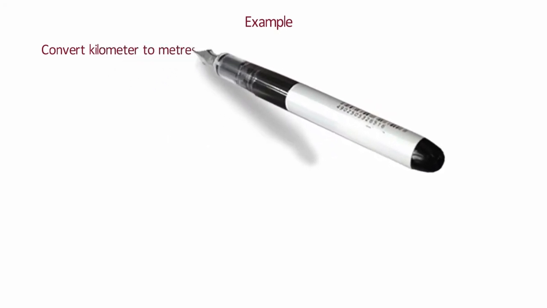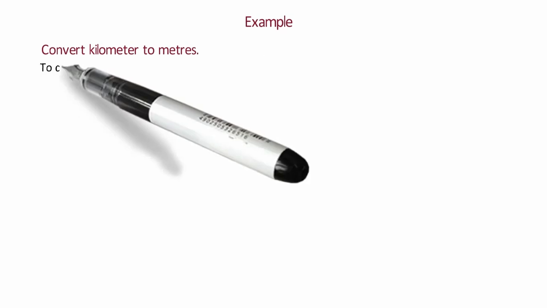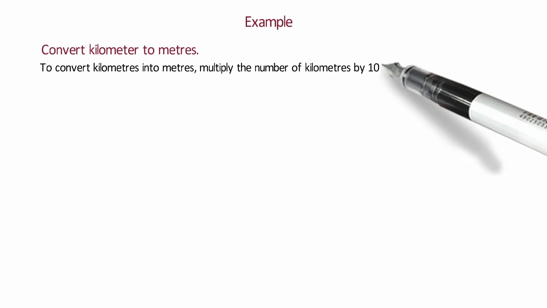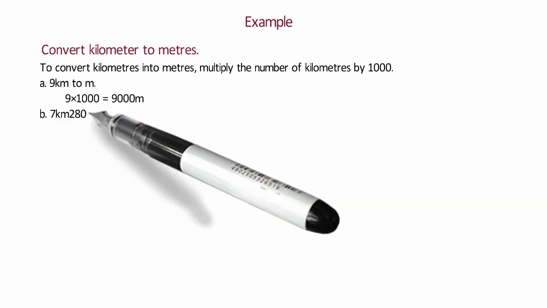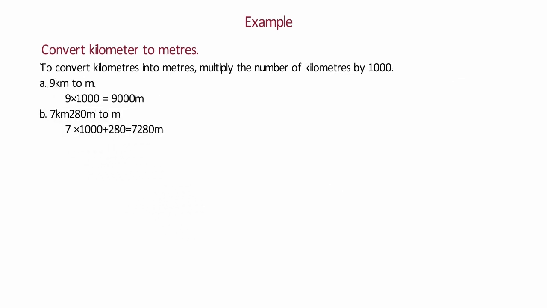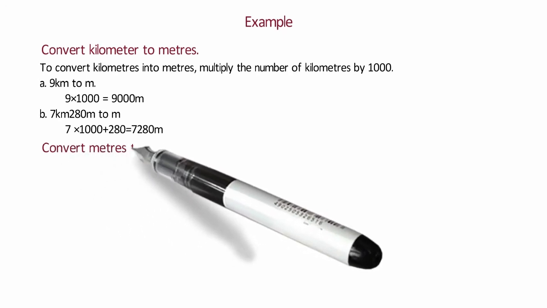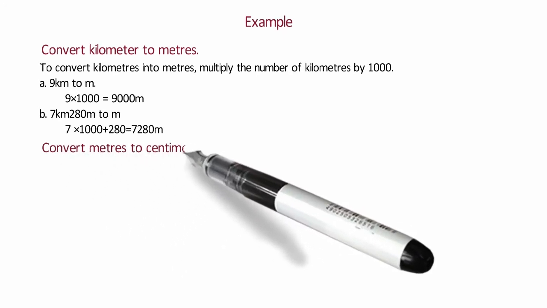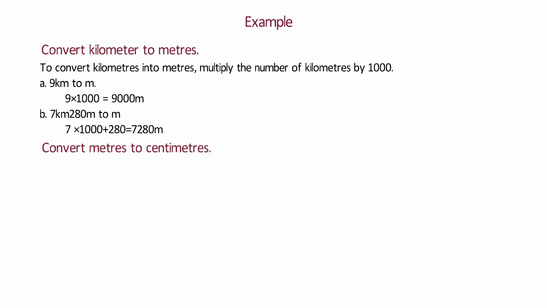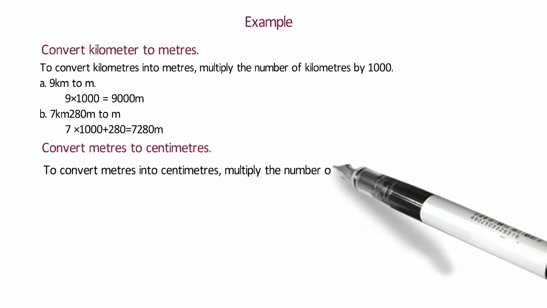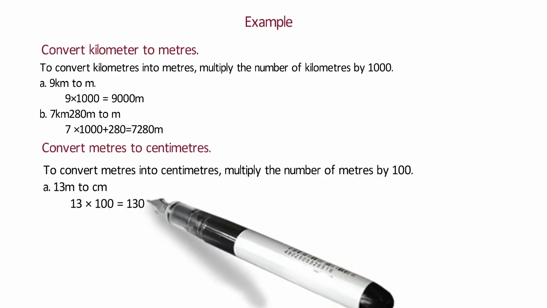Convert kilometers to meters. To convert kilometers into meters, multiply the number of kilometers by 1,000. Convert meters to centimeters. To convert meters into centimeters, multiply the number of meters by 100.